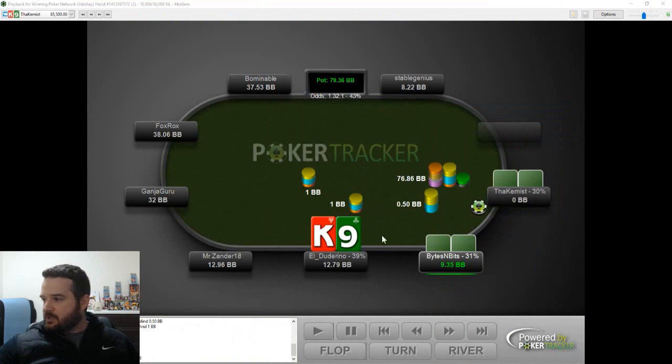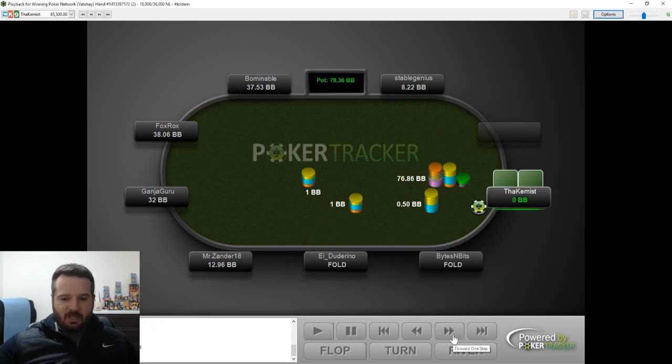And also we can see that the King 9 isn't even close versus either of the ranges. So very good fold here. I think hopefully there's none of you guys that would have made that call here.